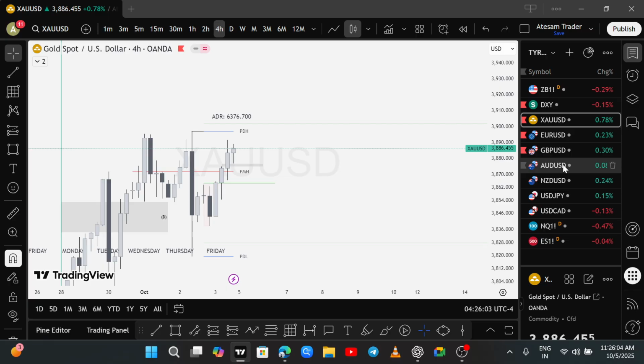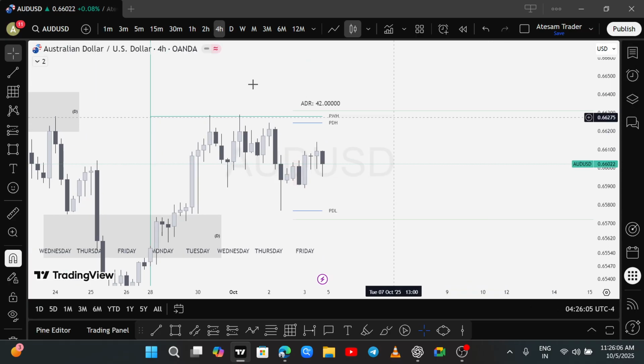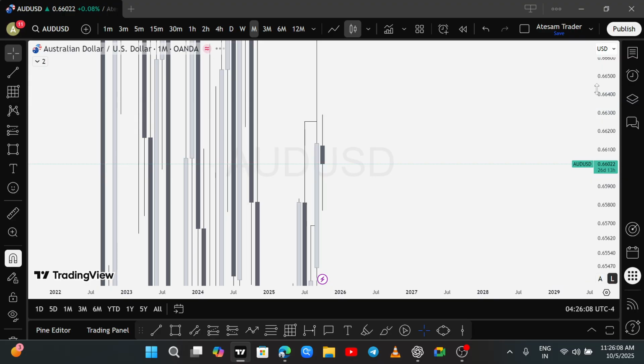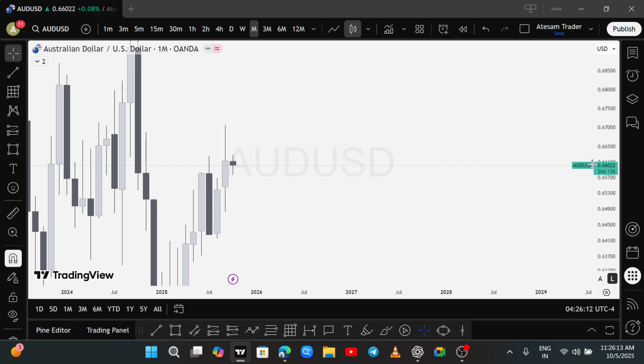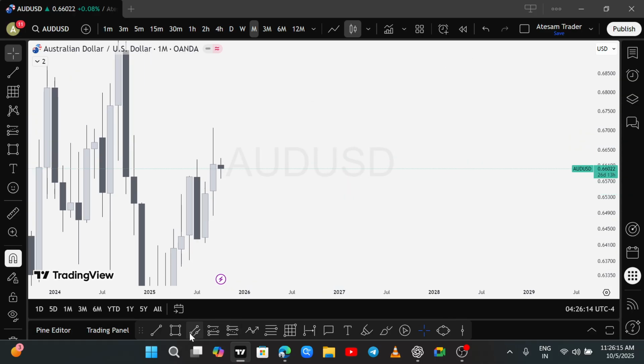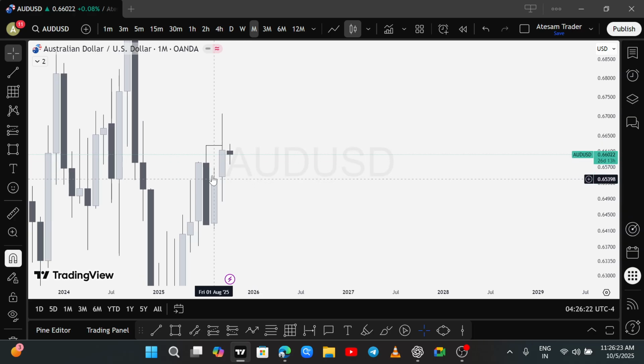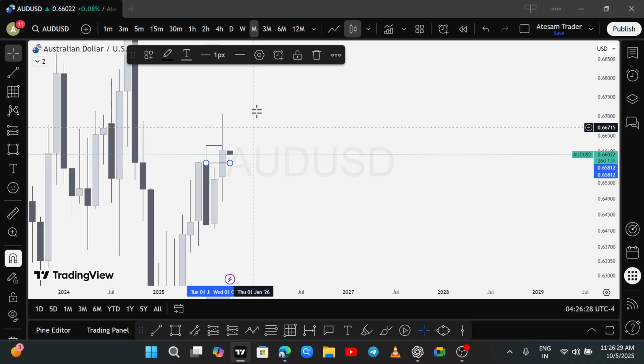Let's analyze other pairs, what they are doing. I don't look at these pairs, but let's see. Remove the drawing. So what we did on the monthly, yeah, we came to here. Not a good respect, but yeah, we kind of closed at highs and we formed the order block also. I can say the closing of this down close candle. If we are bullish, we should respect this down close candle.